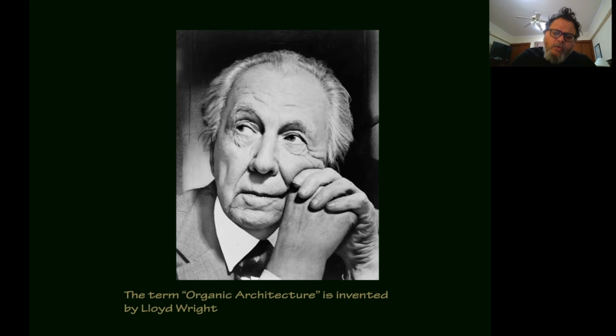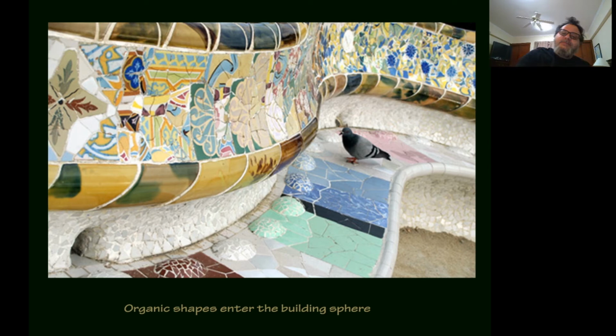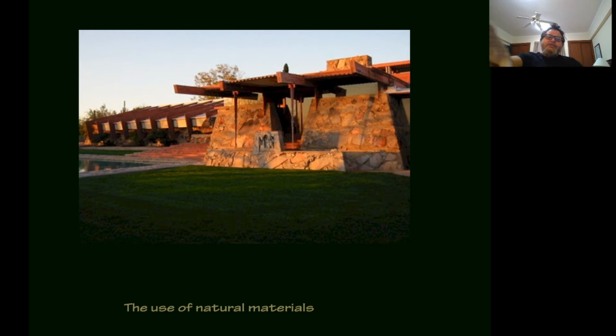So Lloyd Wright invents the word organic architecture, and what he's talking about is a naturalism of materials and a respect for terrain, and the detail comes from Art Nouveau again, and the shapes come into the building sphere, and then they combine all of that with the use of natural materials, and we talked about this. This is Taliesin West, his school, which is all made from materials that came from right there where the building site was. We talked about that before.